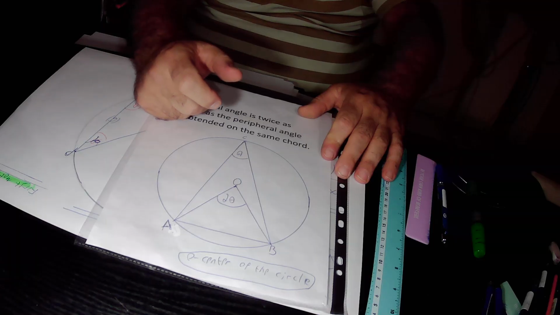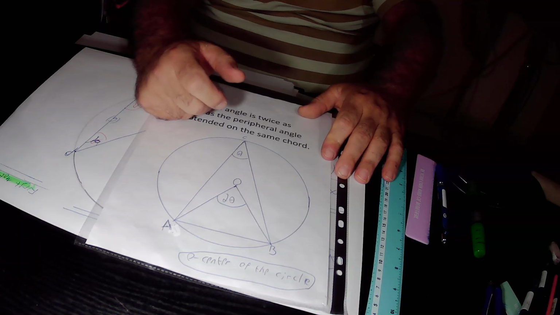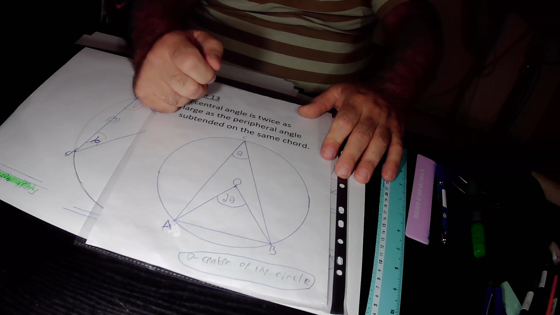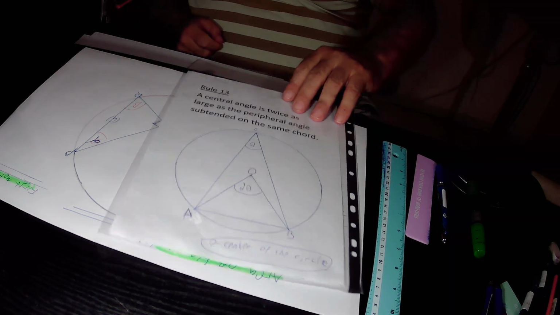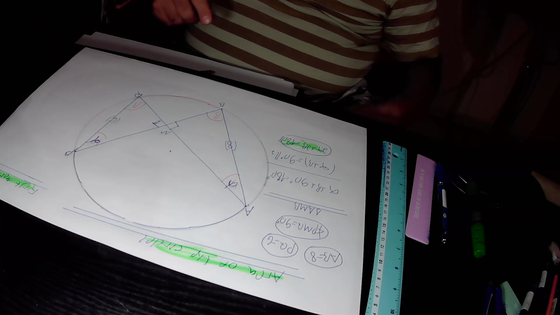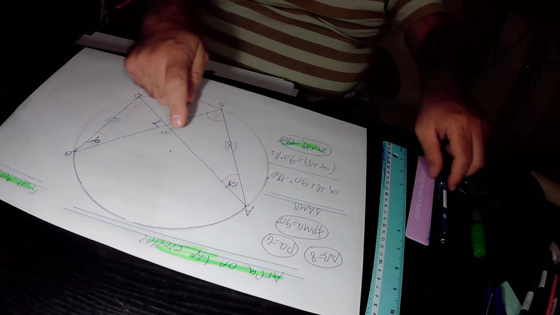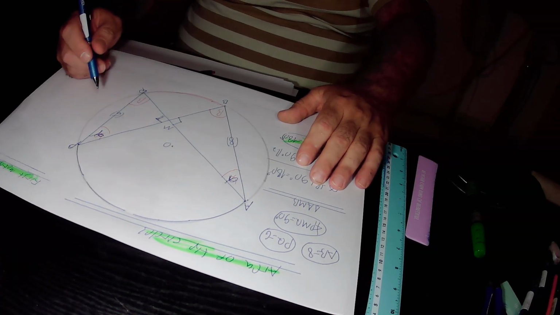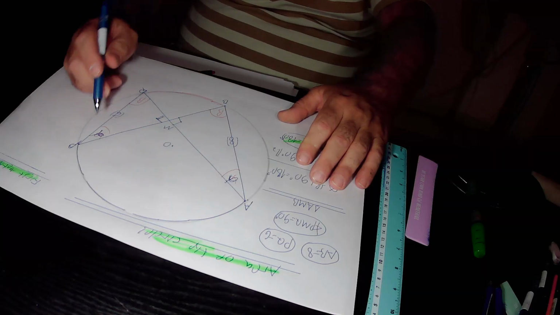So the center angle is twice as large as the peripheral angle that subtends on the same chord. So we can implement rule 13 in our drawing. We define the center of this circle, this point is point O, and we draw center angle AOP.